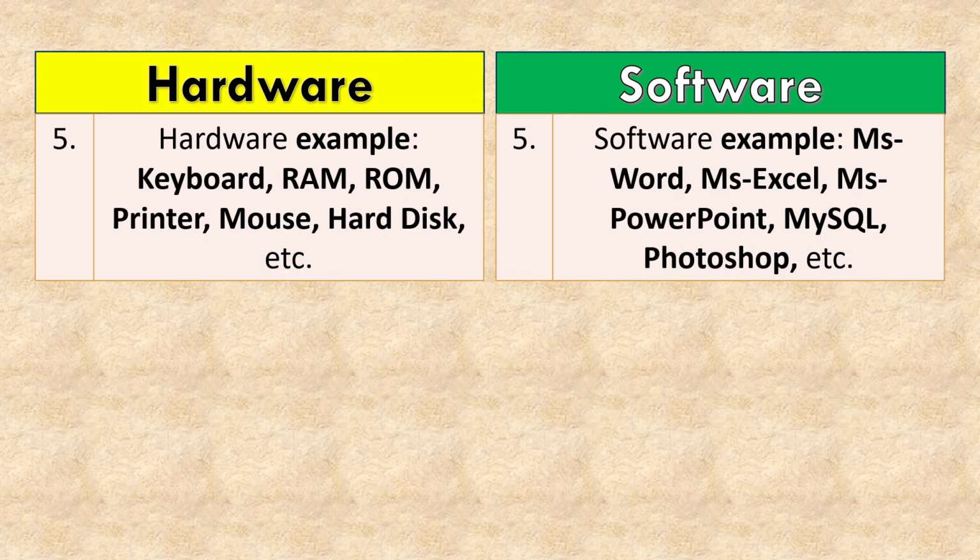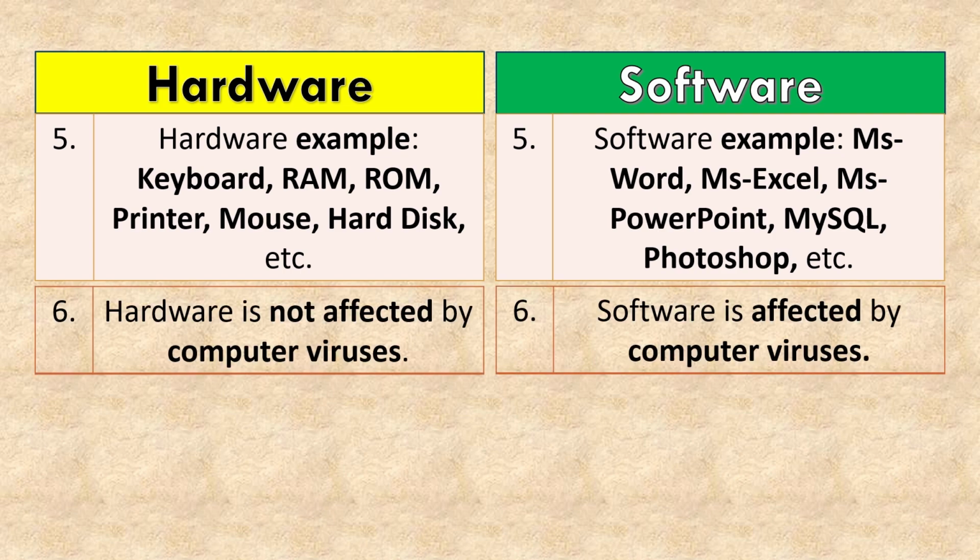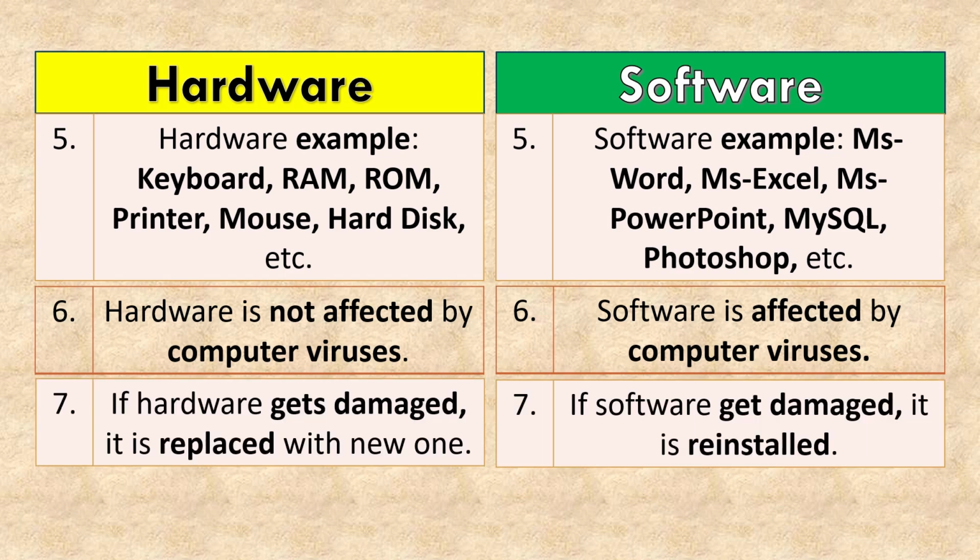Hardware examples: keyboard, RAM, ROM, printer, mouse, hard disk, etc. Software examples: MS Word, MS Excel, MS PowerPoint, MySQL, Photoshop, etc. Hardware is not affected by computer viruses. Software is affected by computer viruses. If hardware gets damaged, it is replaced with a new one. If software gets damaged, it is reinstalled.